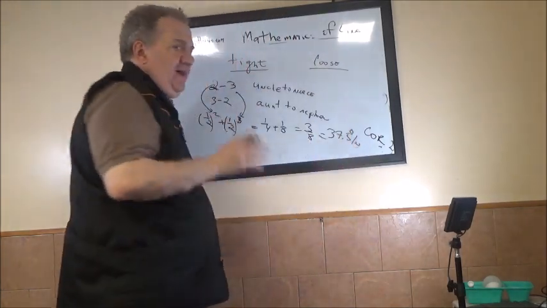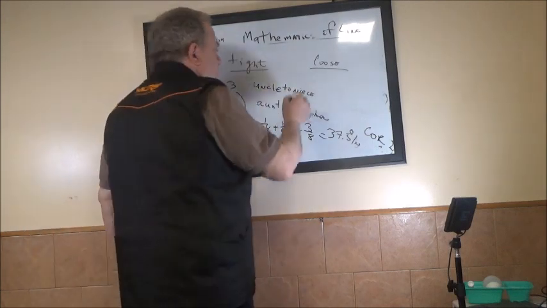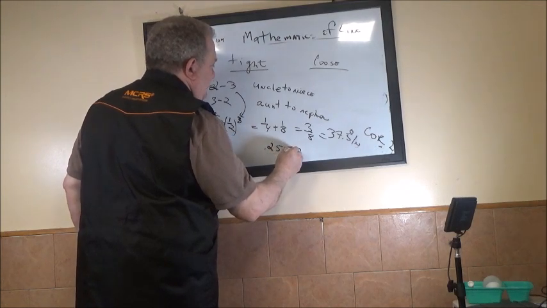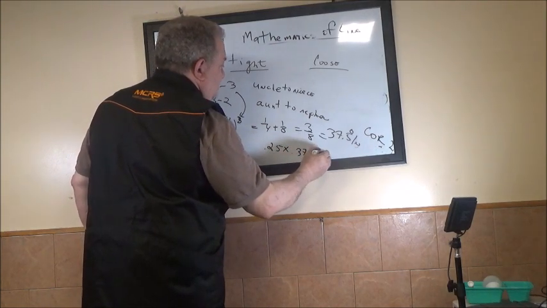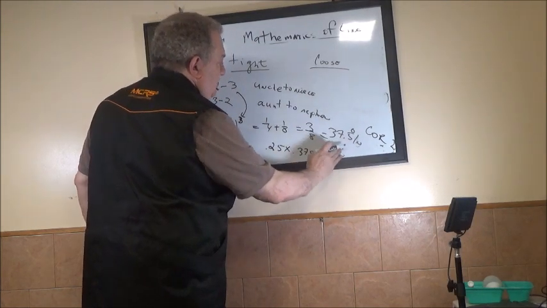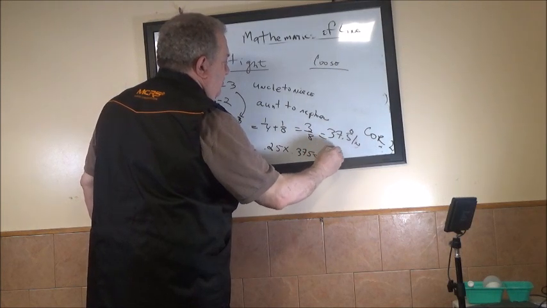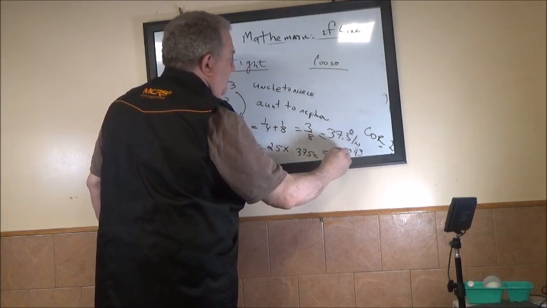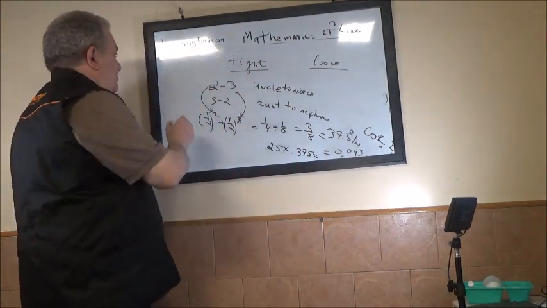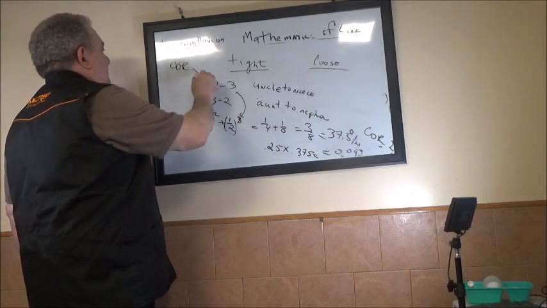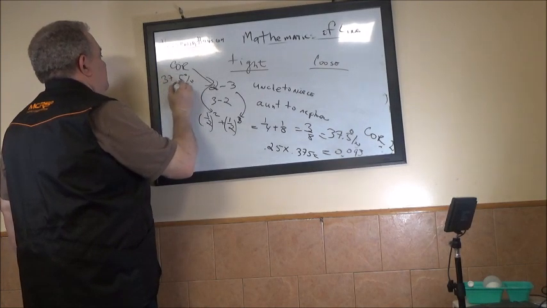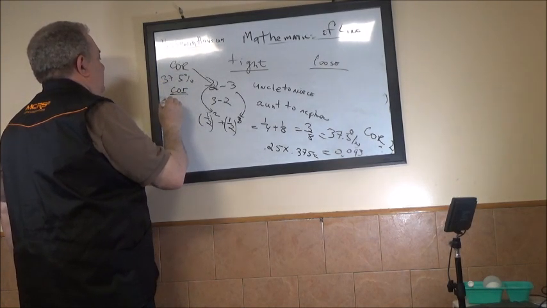What is the COI? Again, not using the formula, using an approximation. Well, it's 0.25 times 0.375, which is 9.3%, or 0.093 if you want to keep it in decimal form. So this is an example of tight versus loose. So the COR for this combination is 37.5 with a COI of 9.3.